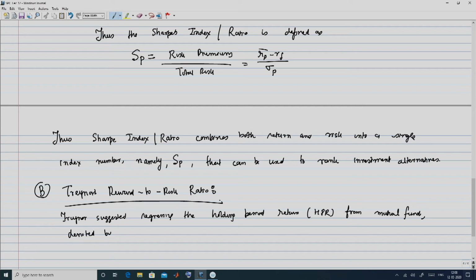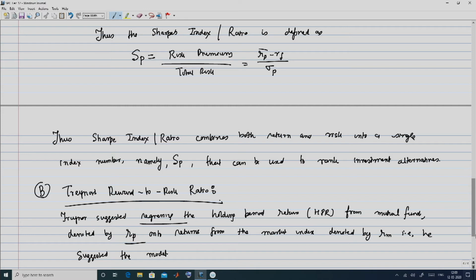denoted by RP onto returns from the market index. So, he suggested that you regress RP onto returns from the market index whose return is denoted by RM. This is the same framework as the single index model. That is, he suggested the model. So, it is a single index model.